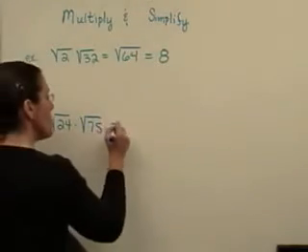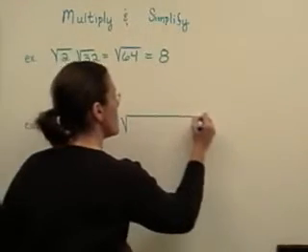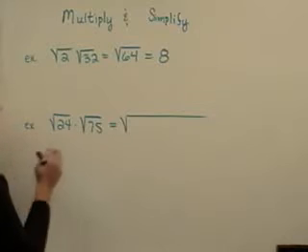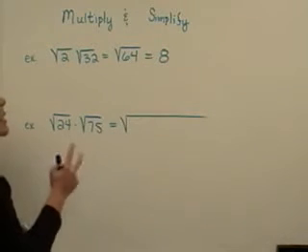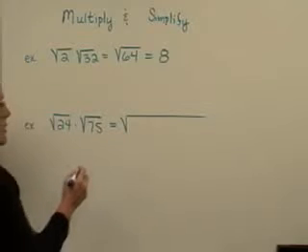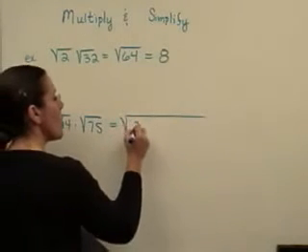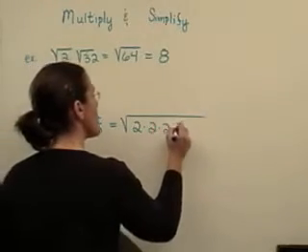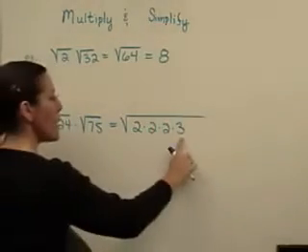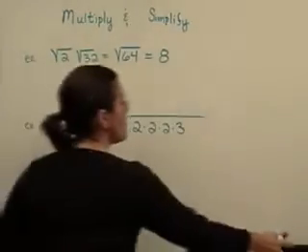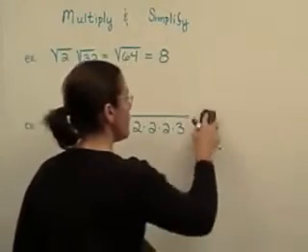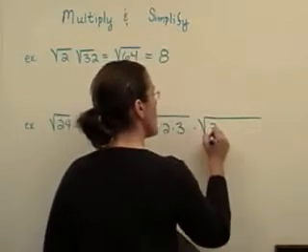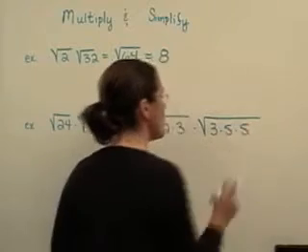So you might choose to, and it's up to you how you're going to work with this, you might choose to write these in their prime factored form and then find, since I'm looking for a square root, pairs of factors to be simplified. So the number 24 can be written as 2 times 2 times 2 times 3. That's the prime factorization of 24. The number 75 can be written as 3 times 5 times 5.